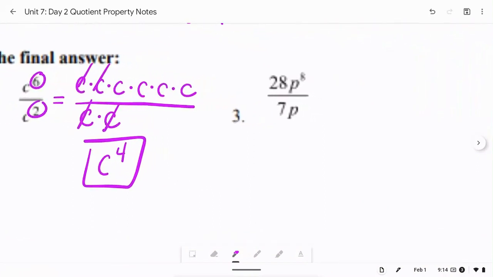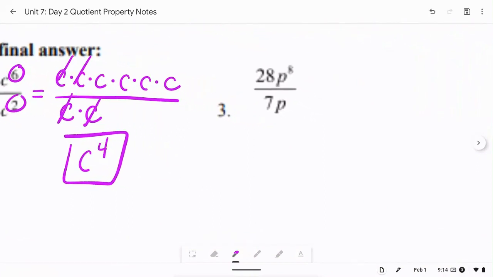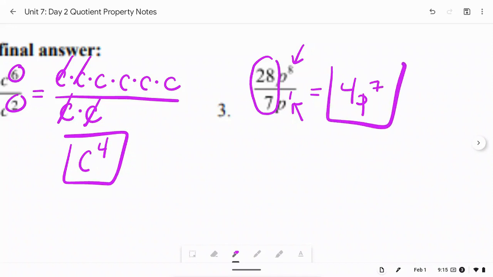In example 3, this time we have coefficients. If there are coefficients involved, you do need to divide or simplify those first. You can use the fraction button in your calculator to do this. If I type in 28 over 7 using the fraction button in my graphing calculator, I end up getting 4. And then don't forget, if there's not an exponent, to put 1. So now I'm going to subtract these exponents, 8 minus 1, which is p to the 7th power.